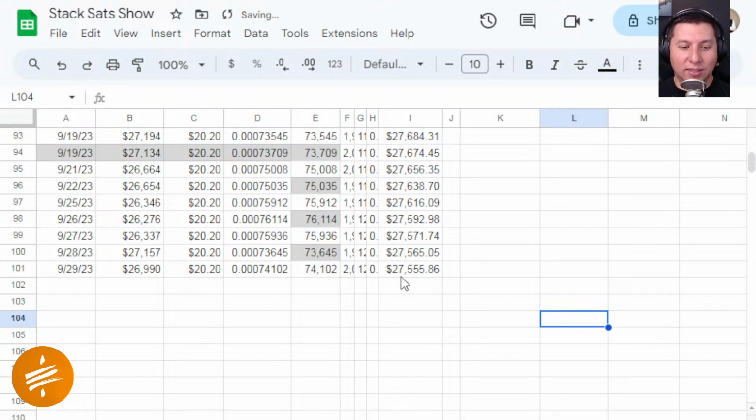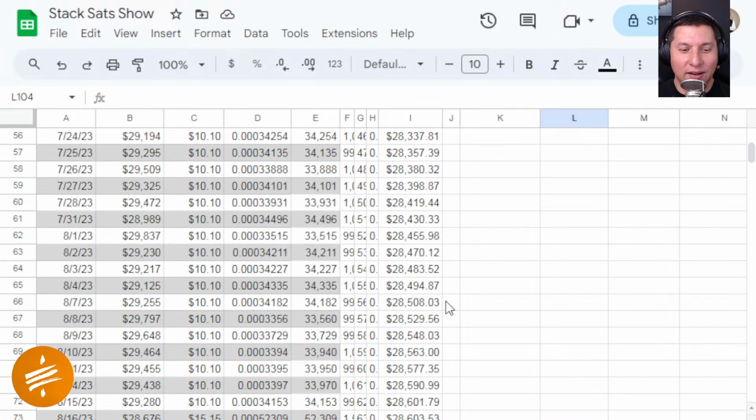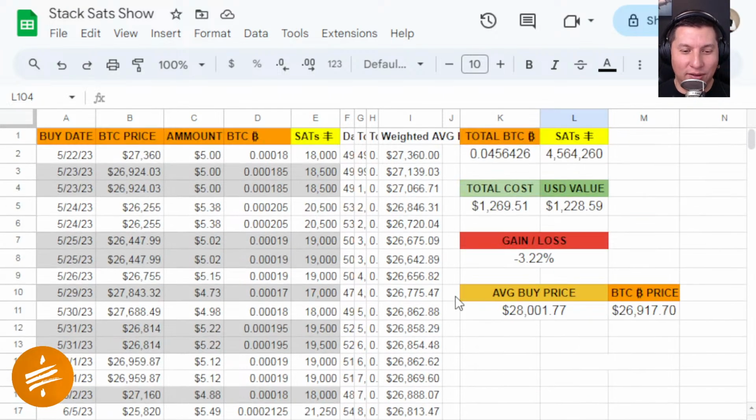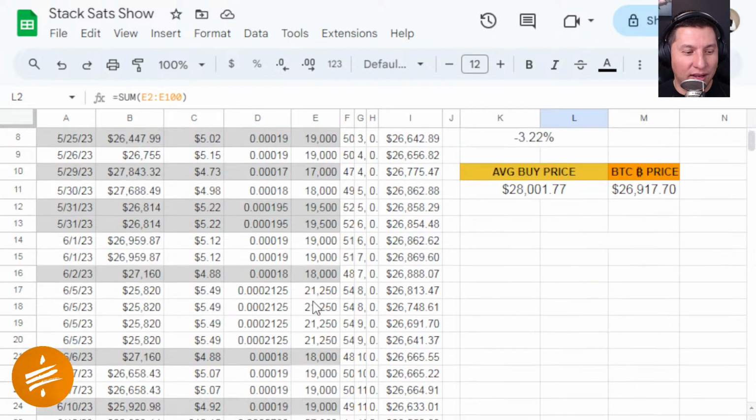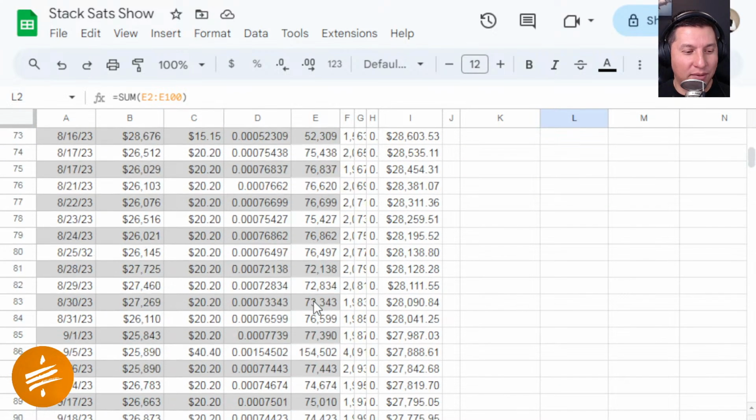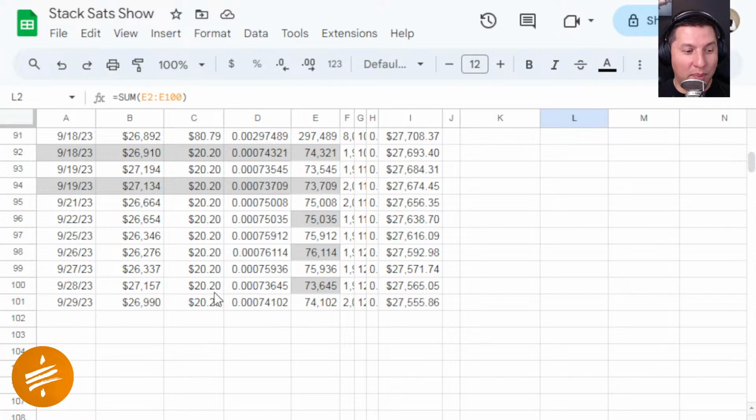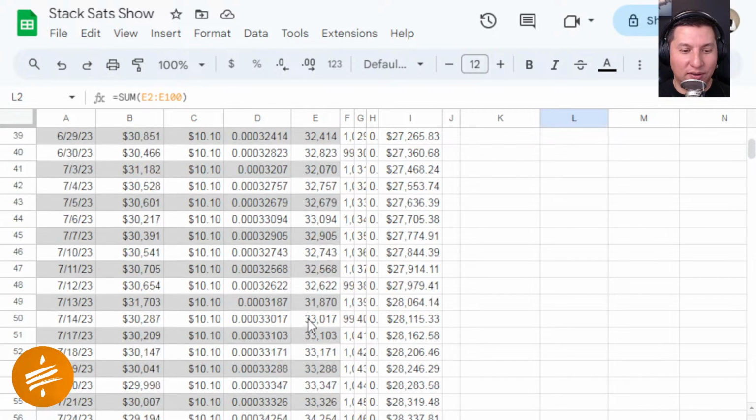Our average buy price is $27,555.86, but our sat count continues to go up. Oh, wait, is this calculating that? Hold on. Are we past line 100? We are past line 100, so we have to update our spreadsheet in order for that to count.